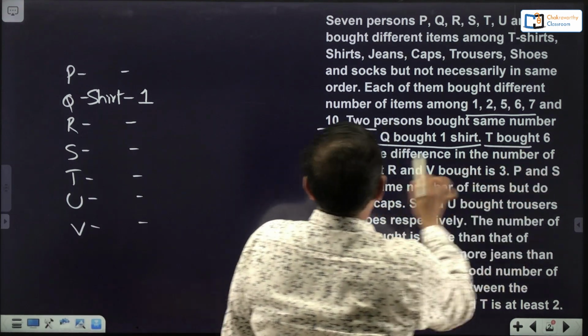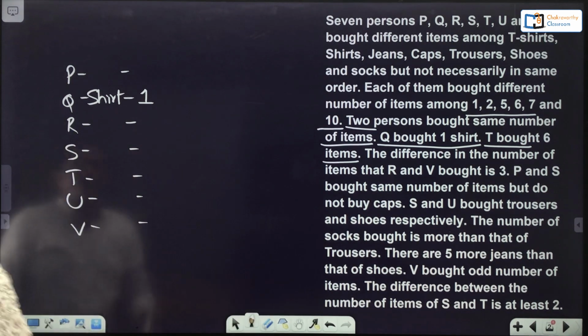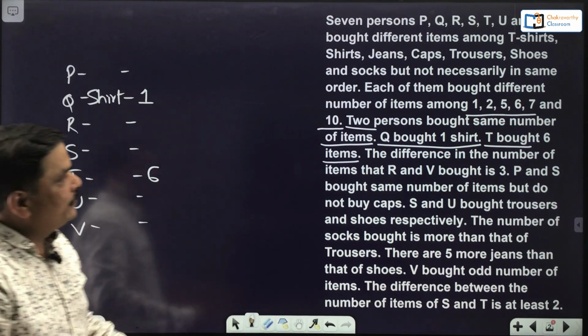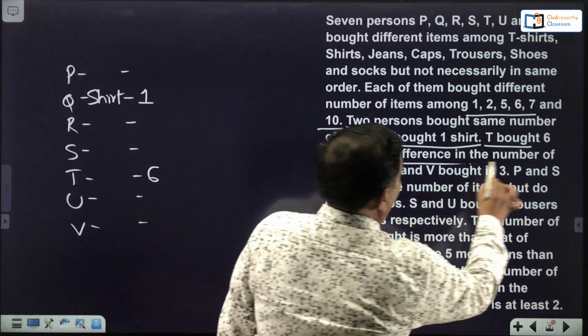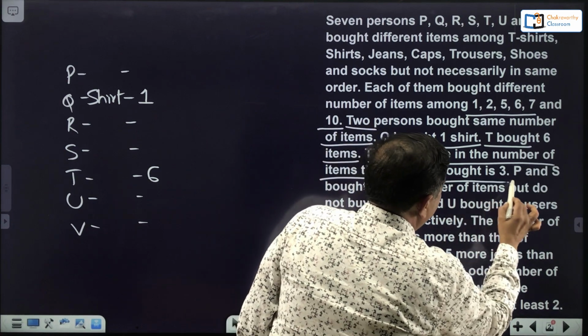T bought 6 items. Direct data, this one also. So directly just go for this one. T bought 6 items. Over. The next sentence you see, the difference in the number of items that R and V bought is 3.